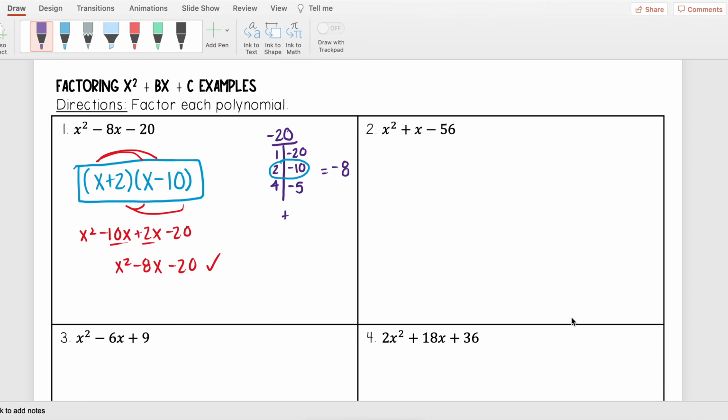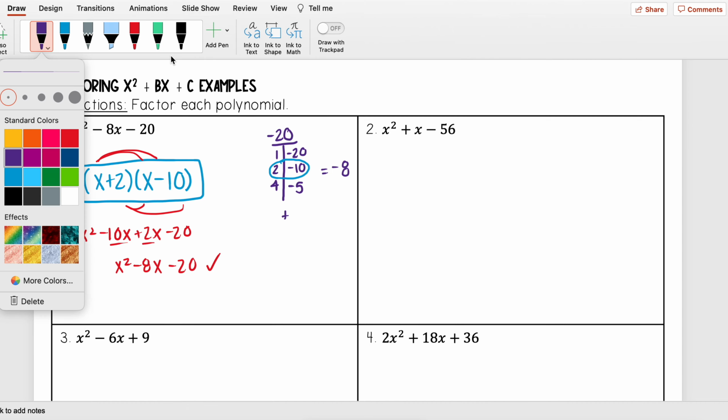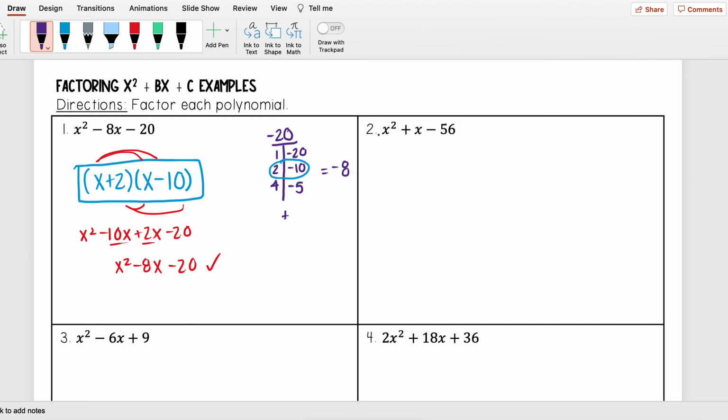So for this next one, we have x squared plus x minus 56. So here I see that I have a 1 in front of my x squared. In other words, there isn't a number in front, so that means I know I can do it with this method. Because again, it's really important to remember that if there were, for instance, a 2 here, I could not use this method. I would need to use my AC method like we did previously.